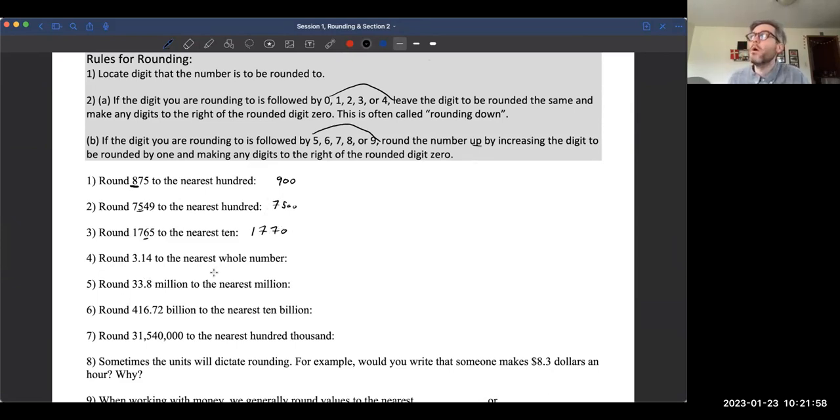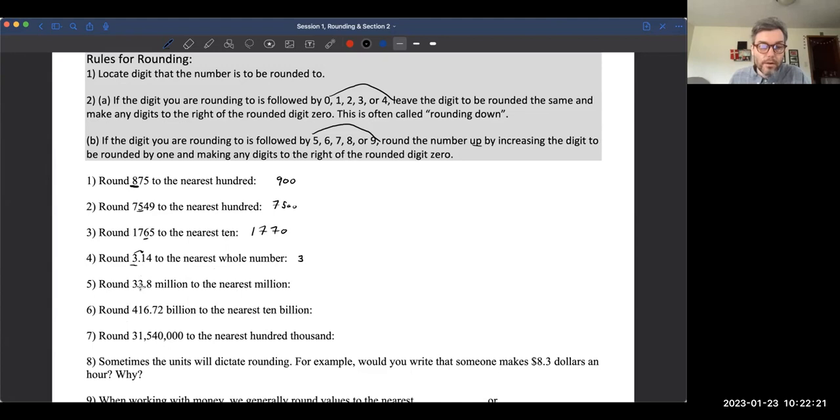And then round 3.14 to the nearest whole number. What is a whole number? A whole number is we're going to take away all those digits at the end. We're going to take away the decimal period. That means we're looking at the ones place. We're looking at the 3. We look over to this 1 and we decide, is it going to stay the same or is it going to go up? This one is going to stay the same.